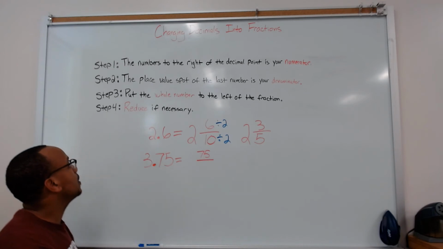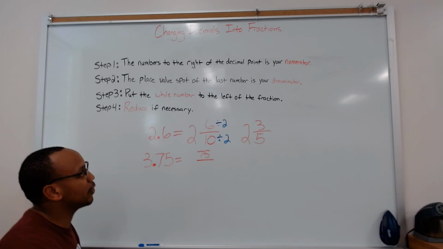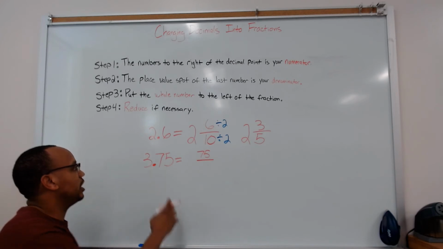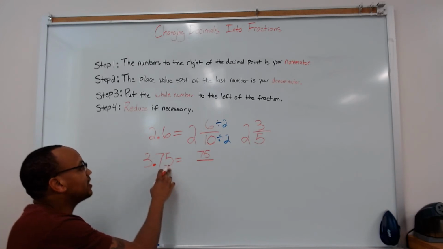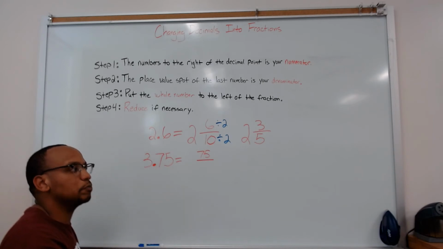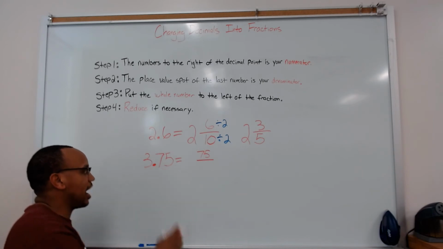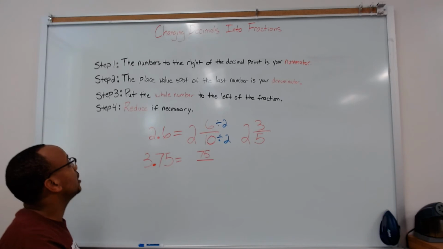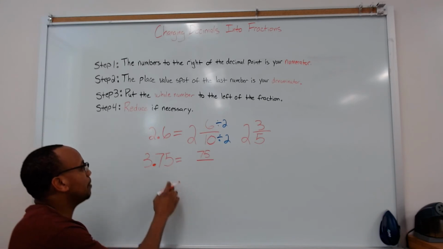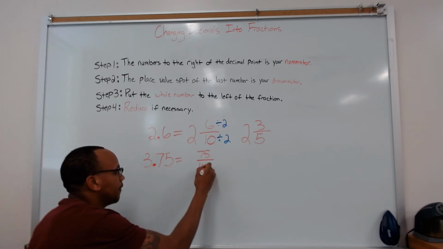All right. Step 2, the place value spot of the last number is your denominator. Well, the last number is 5. 5 is in the hundredths place value spot. It's the second to the right. That's hundredths. So that place value spot is my denominator. Hundredths is my denominator.